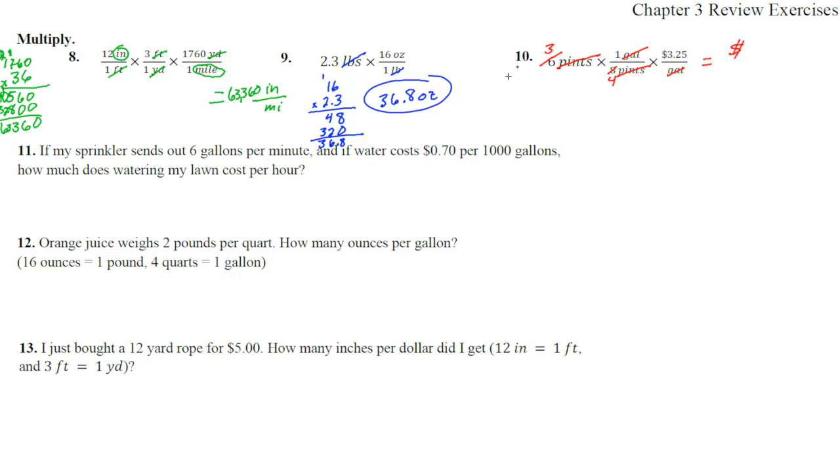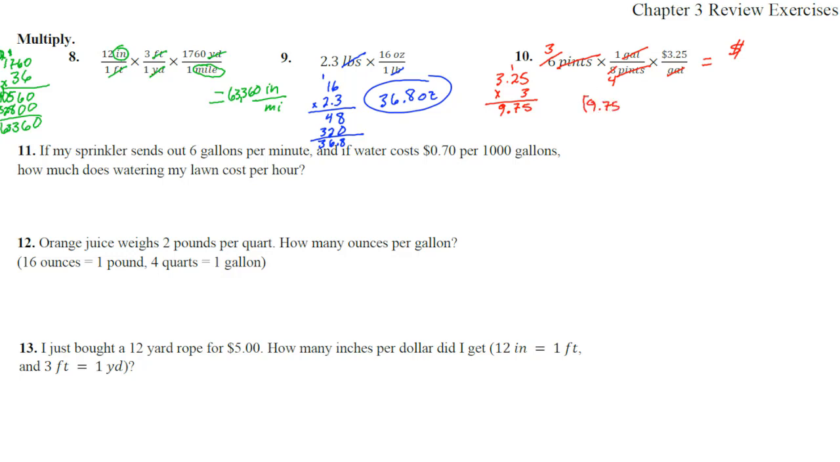So 3 times 3.25, let's do that. 3.25, and we're going to times it by 3. 3 times 5 is 15. Carry the 1. 3 times 2 is 6, plus 1 is a 7. And 3 times 3 is 9. Decimal place right there. So now we're going to take 9.75 divided by 4.